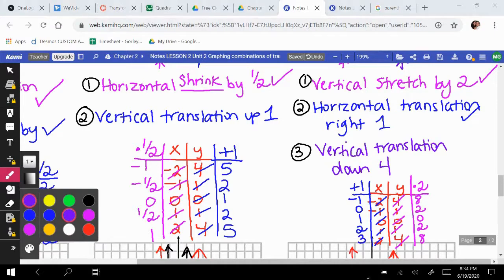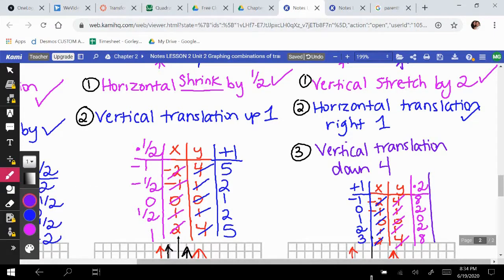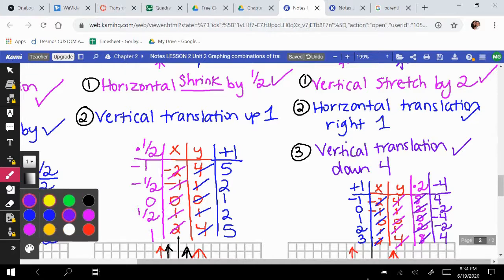Okay, it's vertical, so I'm changing the y values. So I'm subtracting 4 from all the y values. 8 minus 4 is 4. 2 minus 4 is negative 2. 0 minus 4 is negative 4. 2 minus 4 is negative 2. And 8 minus 4 is 4. Okay, and that's done.